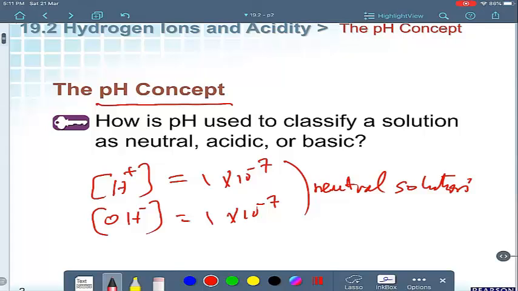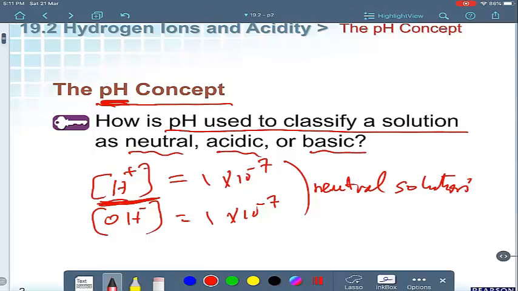But the scientists found that it's not practically accurate to express the concentration by using molarity. Remember, the square brackets mean molarity. So they built a new concept for expressing the concentration, which is pH. We have something called pH and something called pOH, but in our lesson today, we are talking about pH only. So pH is used to classify the solution, whether neutral, acidic, or basic.